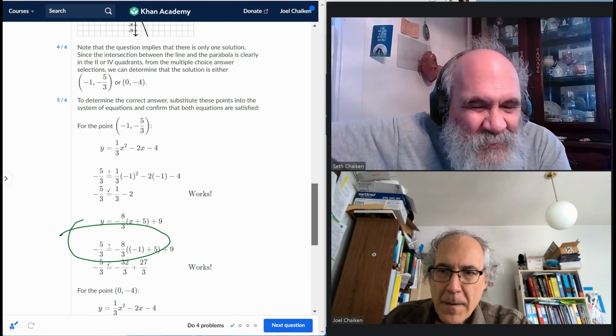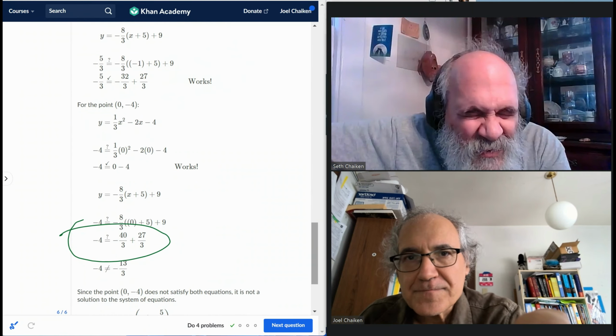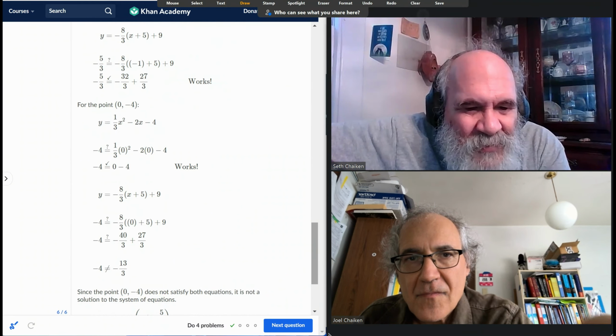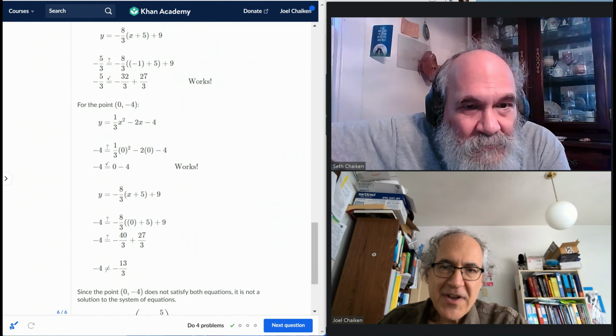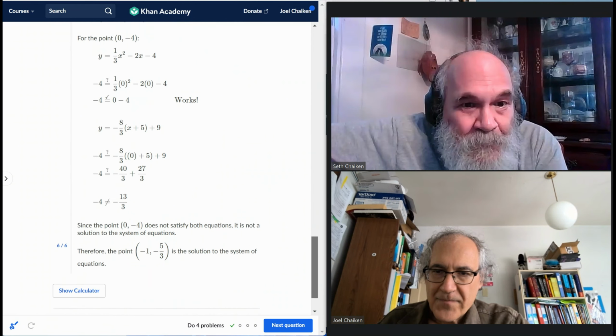Well, what about (0, -4)? Scroll down. What works? Oh, but it works for the linear, but not for the quadratic. No, (0, -4) works for the quadratic, not for the linear. Oh, okay. So it fails for the linear.